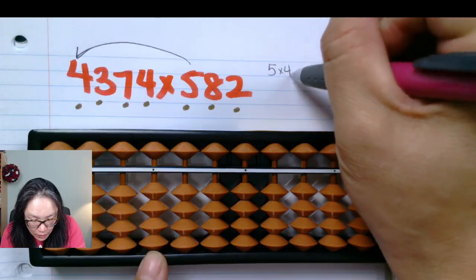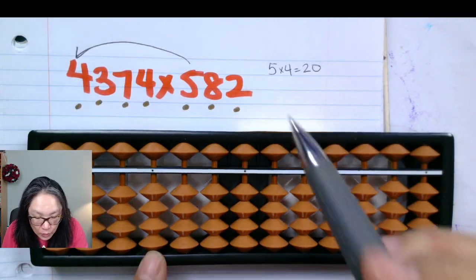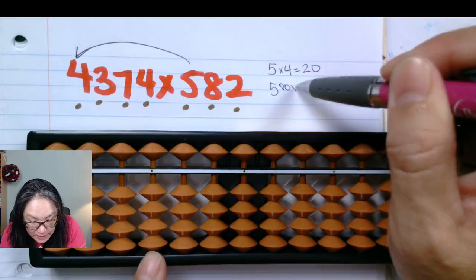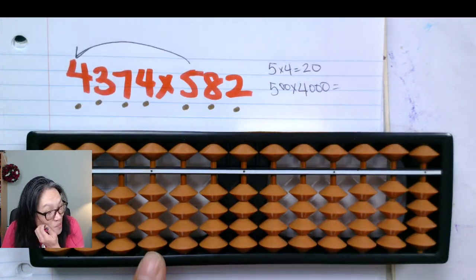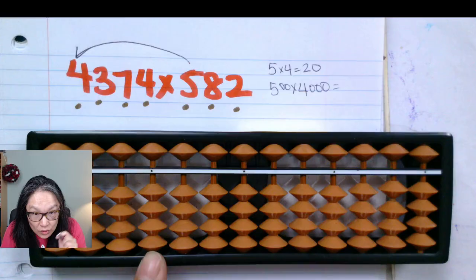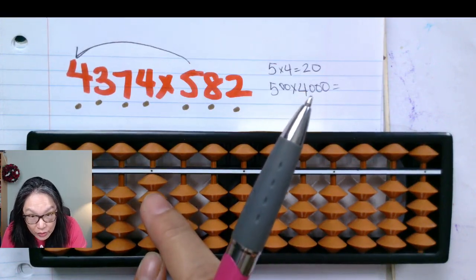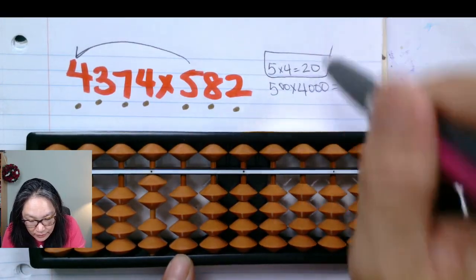Five times 4 is equal to 20. We are not going to say 500 times 4,000, because it gets confusing really quick. That's why we have the rules to help us understand. I'm going to add 20. I add the 2, and I have my 0. So I'm done with this, right?